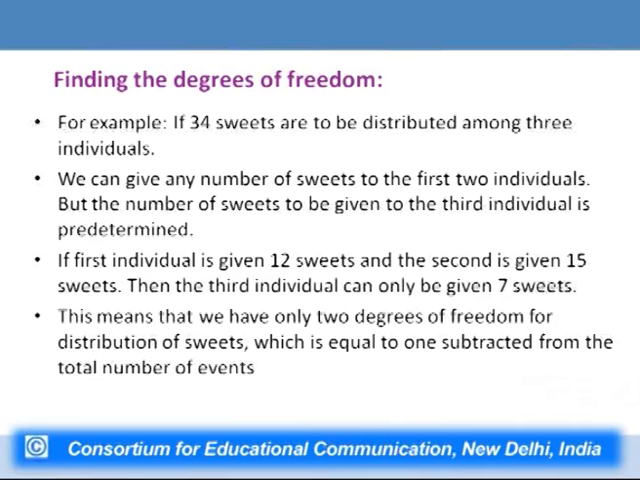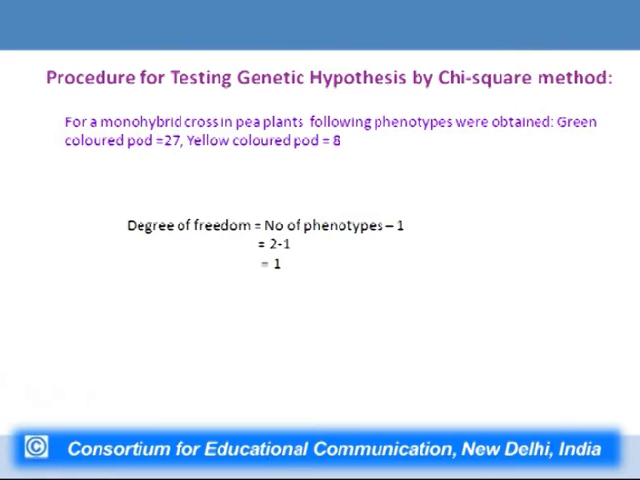This means that we have only 2 degrees of freedom for distribution of sweets, which is equal to 1 subtracted from the total number of events, which is in this particular case 3, because we had to distribute sweets to 3 individuals. So, for this particular example, for a monohybrid cross which I was talking about earlier, the degree of freedom will be number of phenotypes minus 1. The number of phenotypes in this particular case was 2, green colored pod and yellow colored pod. So, the degree of freedom will be 2 minus 1, which comes to 1.